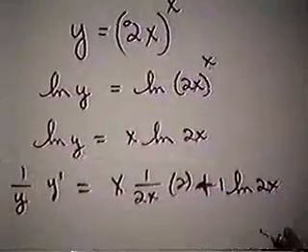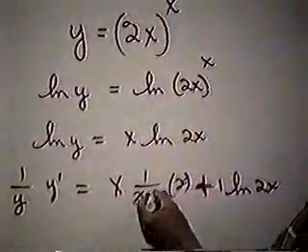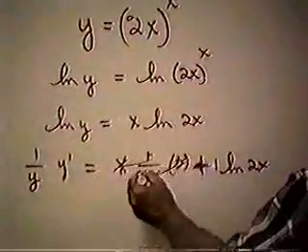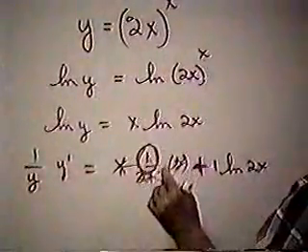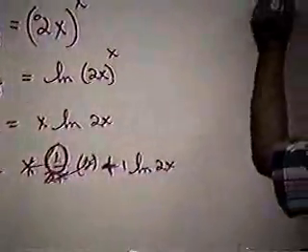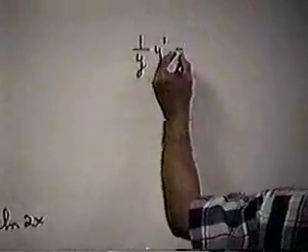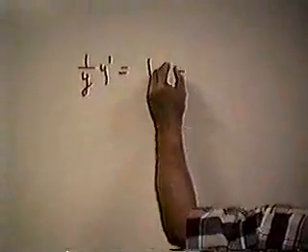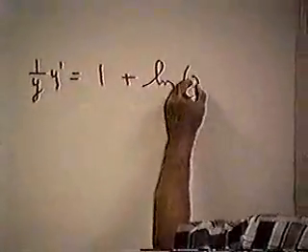So let me move over here and simplify. Now look, 2's drop out, x's drop out, so that all comes down to 1. So let me rewrite that. That'd be 1 over y, y prime is equal to 1 plus log of 2x.